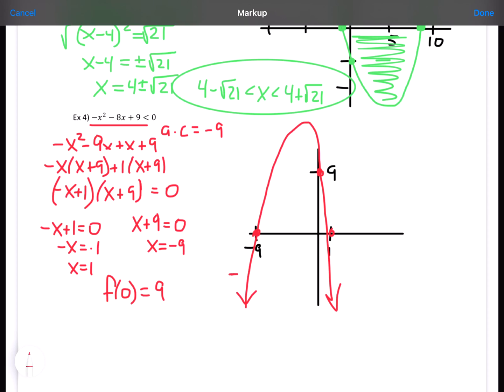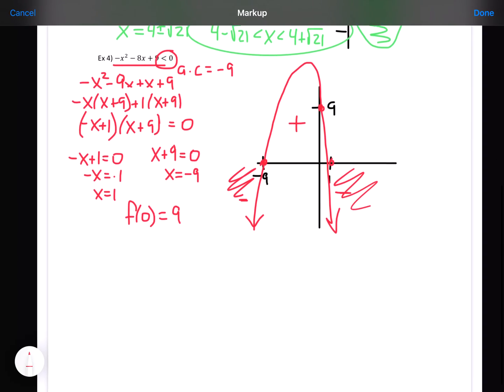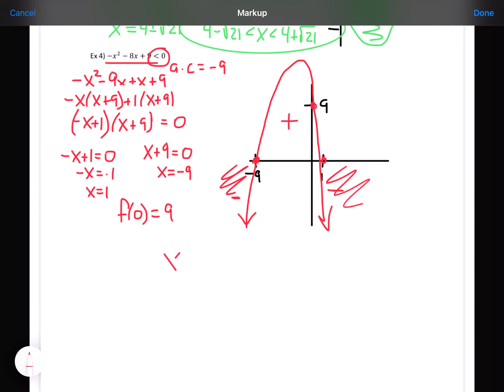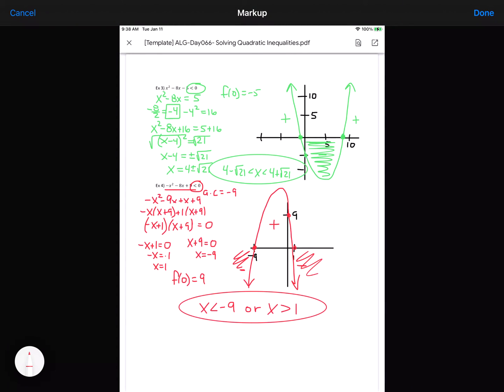All right. So now over here is negative, and in the middle is positive, so it's been flipped upside down. We're asked to find when it is less than 0. That means it's in here and in here where it's less than 0. So x has to be less than negative 9 or x has to be greater than 1. One of those two things has to be true for it to fulfill the inequality. And that's solving quadratic inequalities.